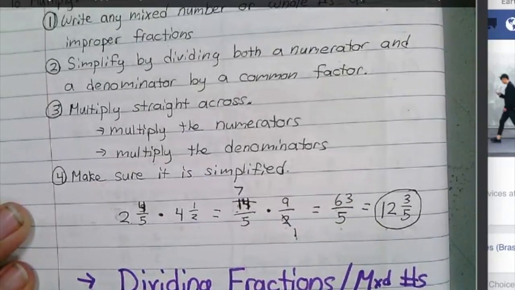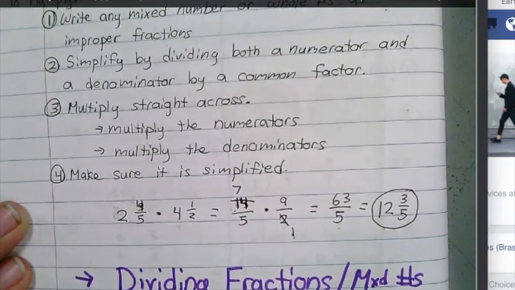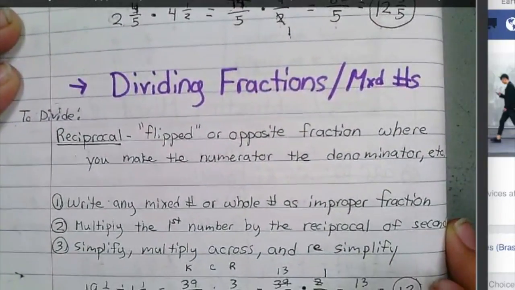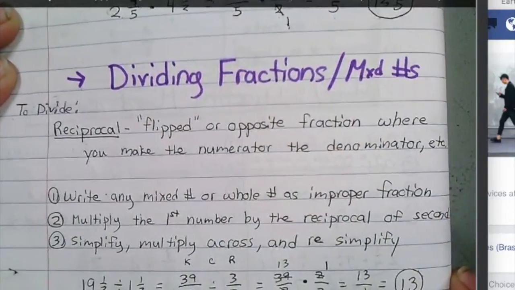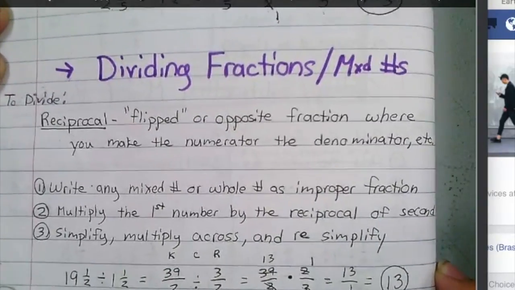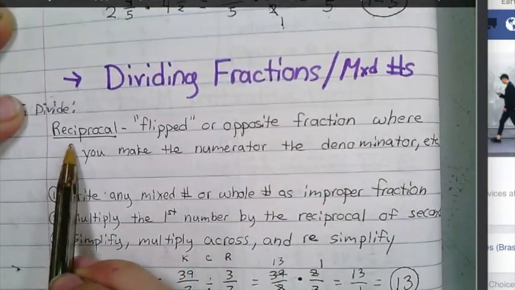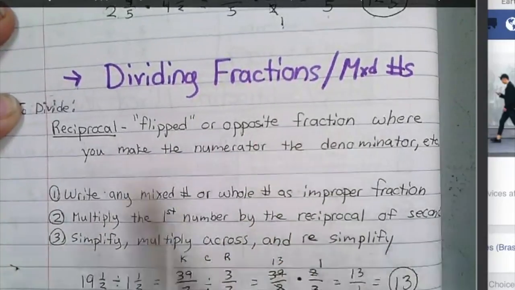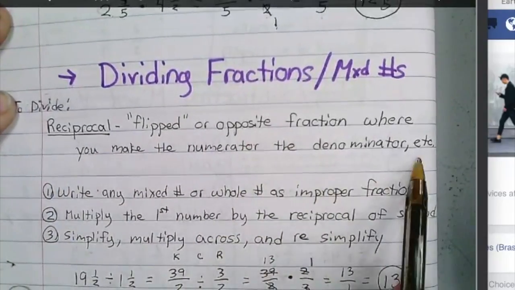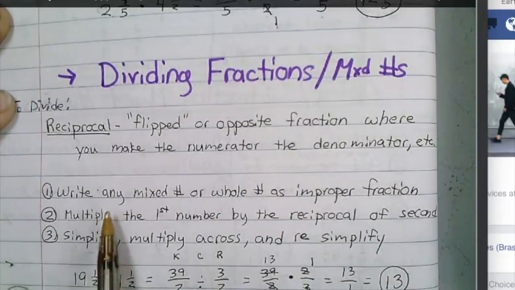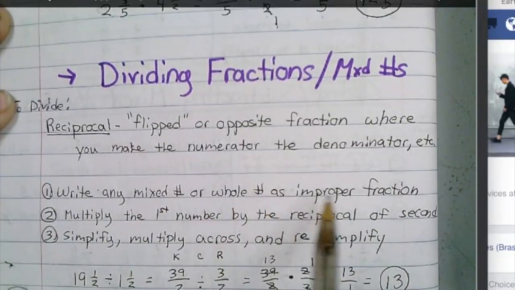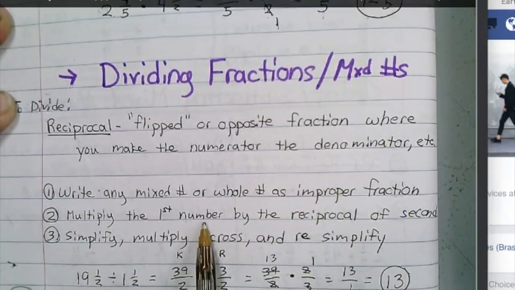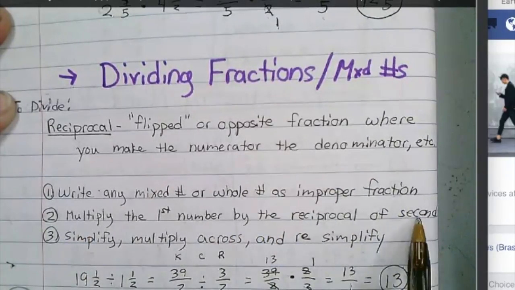Multiplying fractions is so much more fun than adding and subtracting because you don't need a common denominator. What about division? So for division, we need to know this key word right here: reciprocal, flipped, or opposite fraction, where you make the numerator the denominator. We're going to write any mixed number or whole number as an improper fraction to start, same as before. Multiply the first number by the reciprocal of the second.